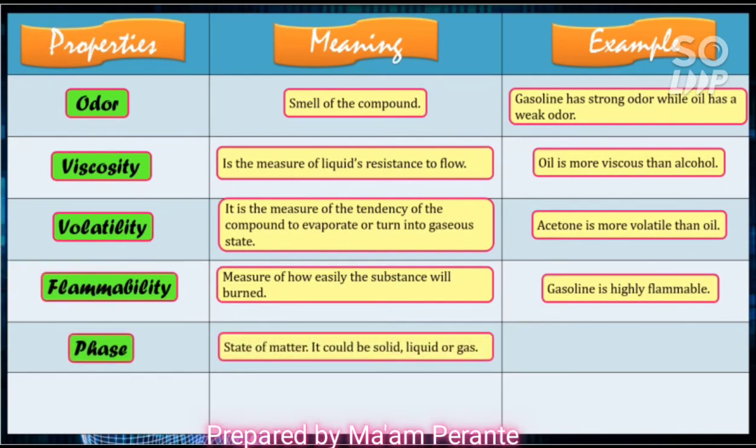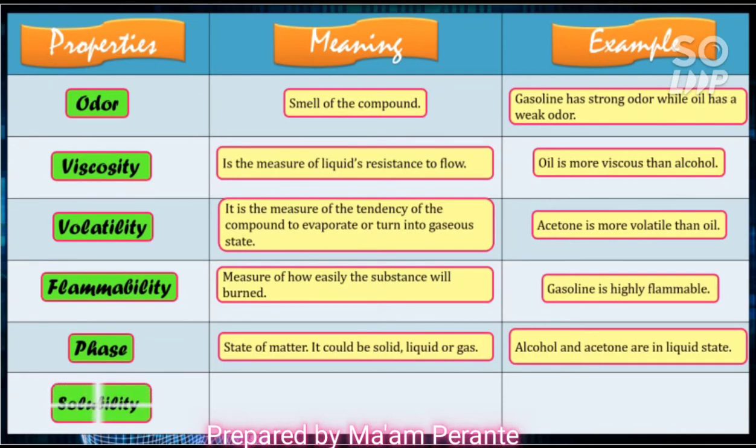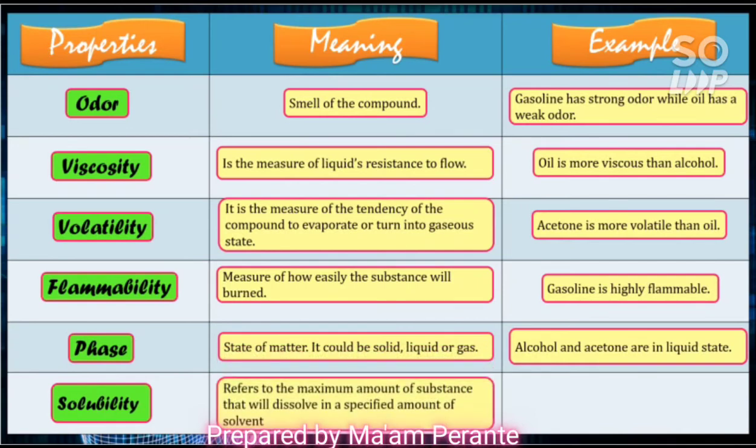Phase is the state of matter. It could be solid, liquid, or gas. Example, alcohol and acetone are in liquid state. And the last property is all about solubility, which refers to the maximum amount of substance that will dissolve in a specified amount of solvent.